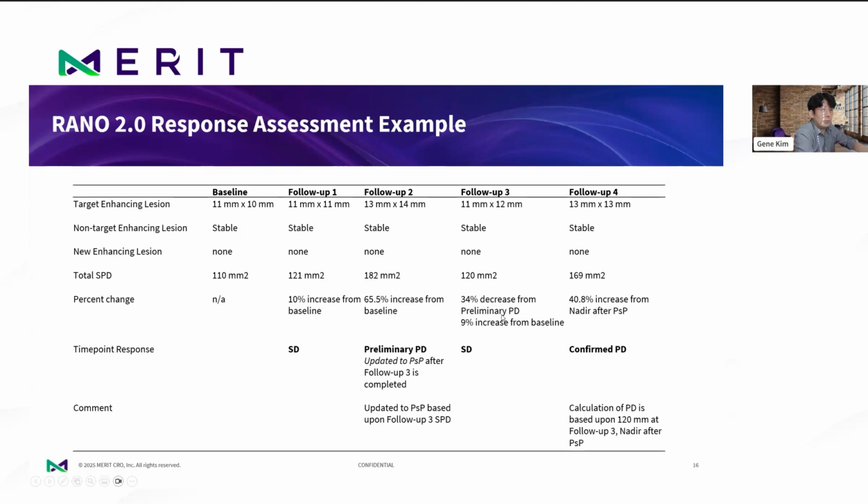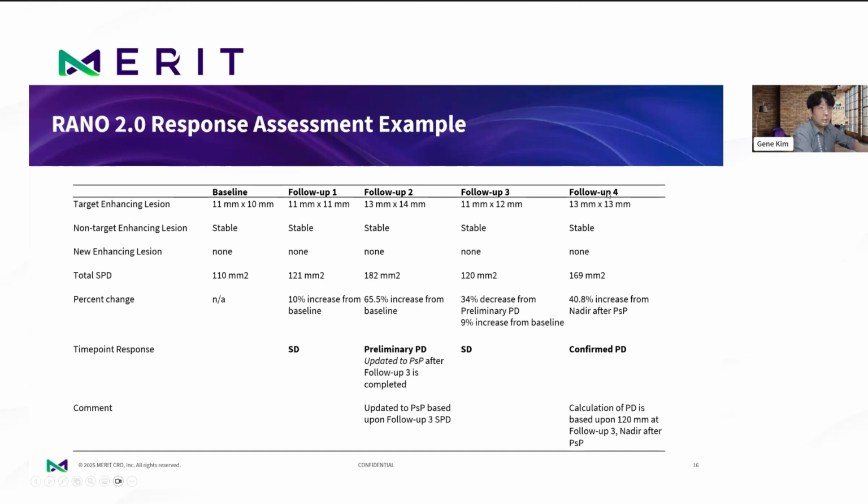34% decrease from the preliminary PD time point, which is now a 25% increase from this time point, reported as SD. And as soon as the follow-up 3 SD is actually labeled, the preliminary PD time point is also updated to confirmed pseudo progression, when follow-up 3 has been confirmed to not be an actual progression.